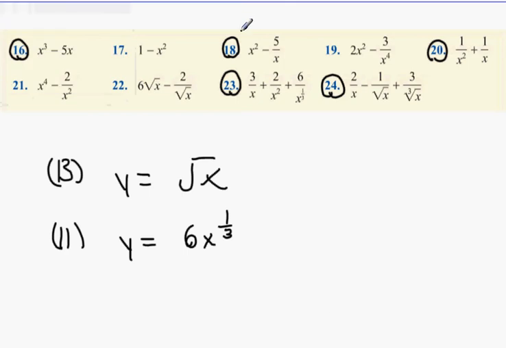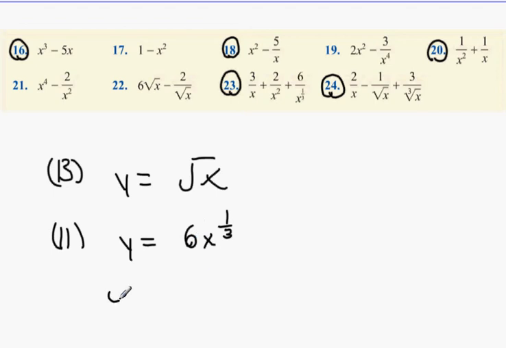Okay, I was asked to do questions 11, 13, 16, 18, 23 and 24. This is exercise 14.1. Now, question 11 says y equals 6x to the power of a third. I put in the y myself.